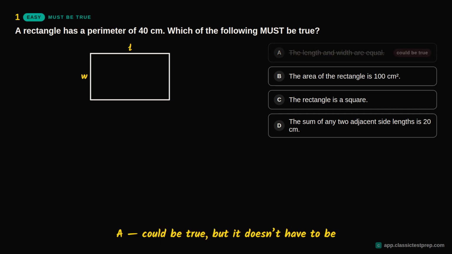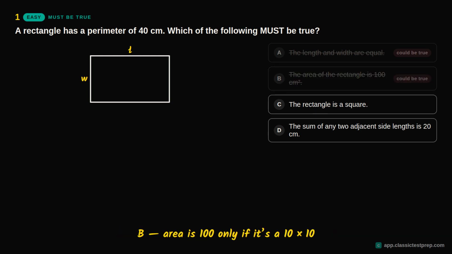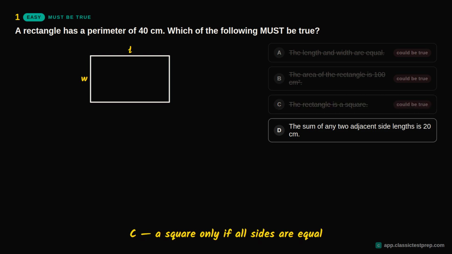So, answer choice A, the length and the width are equal. That could be true, but it does not necessarily have to be true. So it is not the correct answer. The area of the rectangle is 100 centimeters squared. Again, that could be true, but it is not necessarily true. The rectangle is a square. Could be true, but it is not necessarily true.